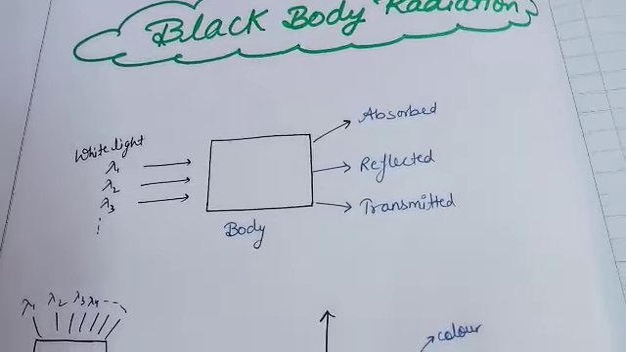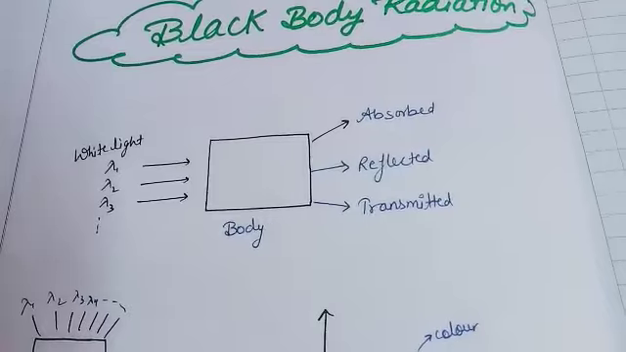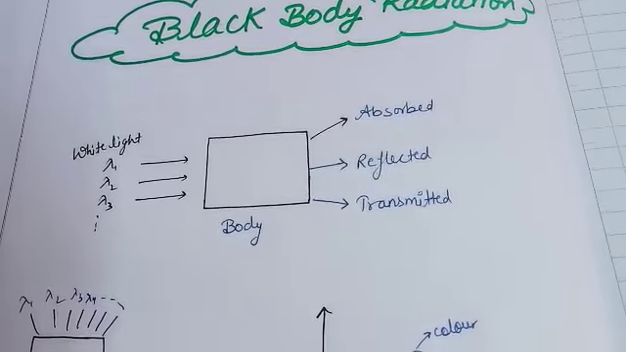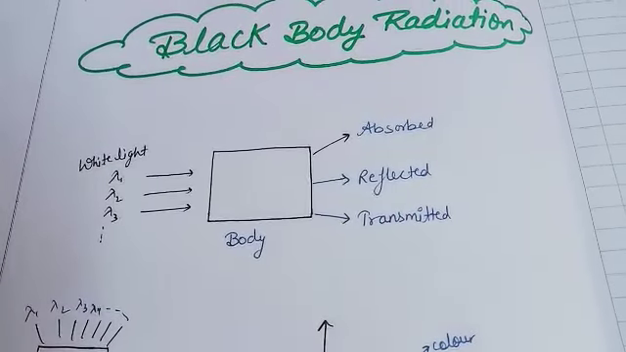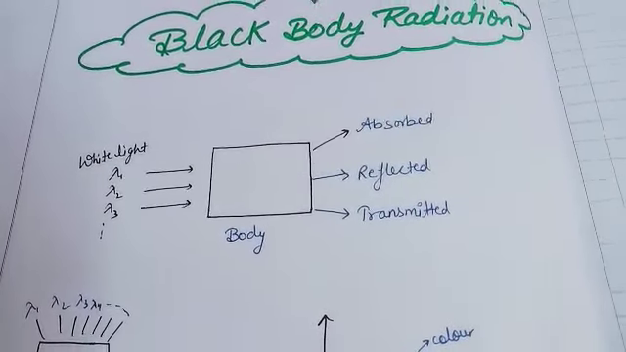Later on we will study that in some cases light has particle nature, and in other cases wave nature. That's why we say light shows dual nature. That we'll study later on.